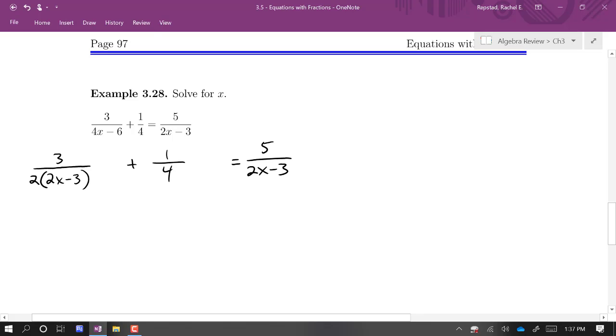So now the LCD, if I want to grab all the factors that I see, I need a 2 and a 2x minus 3, and then I have this factor of 4. So in fact, what I really need is a factor of 4 and a 2x minus 3, because that will include the factor of 2 that we need. So there's our LCD. And I'm going to multiply all terms by the LCD.